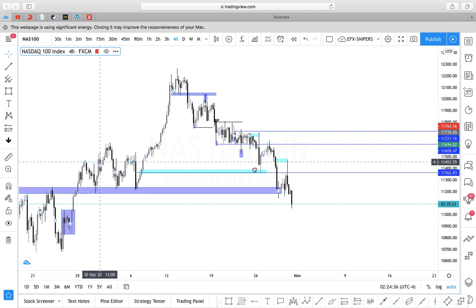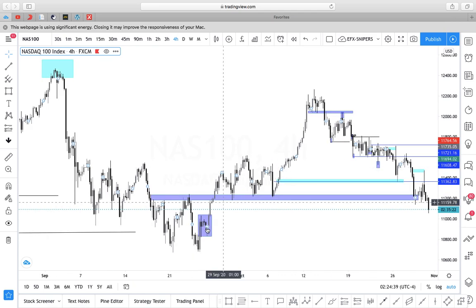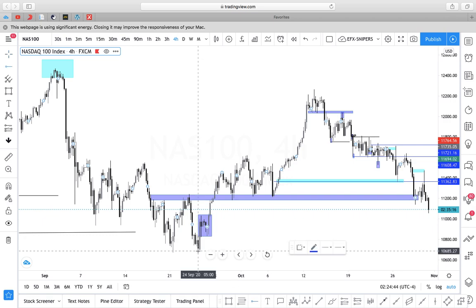So if market fails to buy from this level, just put in mind that they'll come and break this structure. They'll break this one. This is the daily. This is the daily structure. Let me show you on daily.